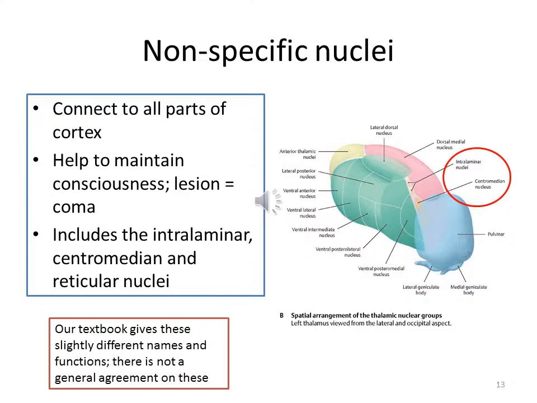There are different names for different parts of the non-specific nuclei. Please don't worry about learning the specific names. As it says on the slide, the textbook has slightly different names for those, and there is not a general agreement. What you need to know is that in general, the non-specific nuclei are required for consciousness, and if they are damaged, a coma will result.